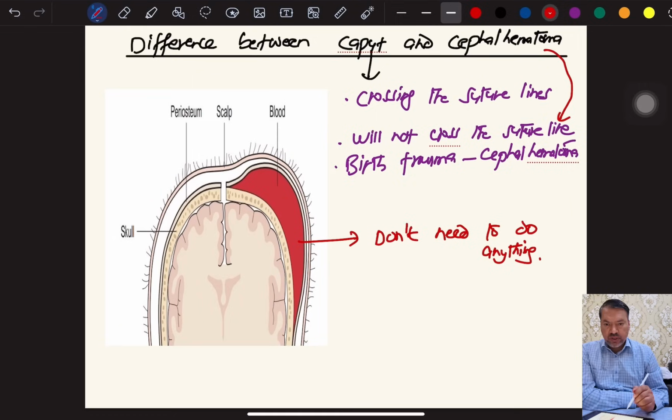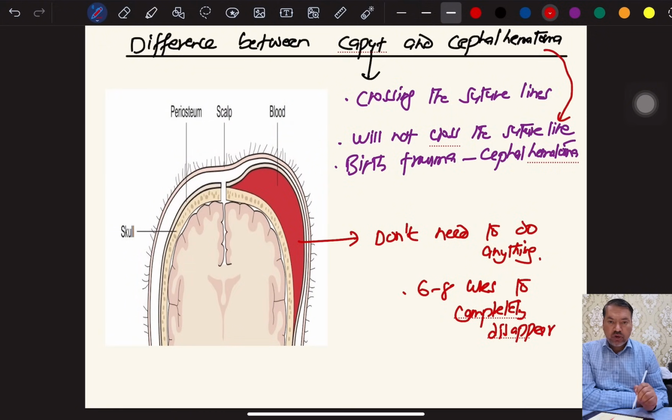Okay, so it will disappear slowly. It will take around 6 to 8 weeks to completely disappear. And one of the problems of this cephalhematoma is it may aggravate the neonatal jaundice sometimes. But if that occurs, we have a different treatment here, isn't it? We can take the baby for the phototherapy.